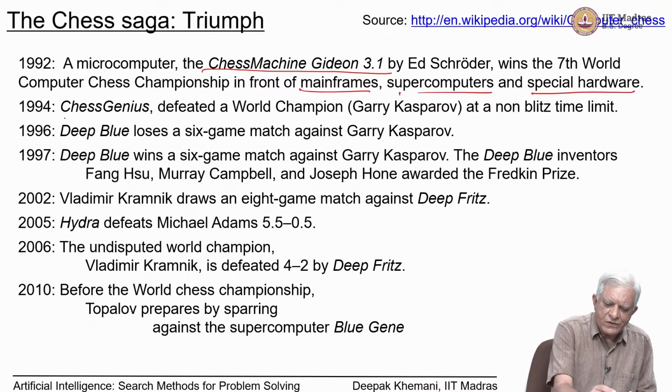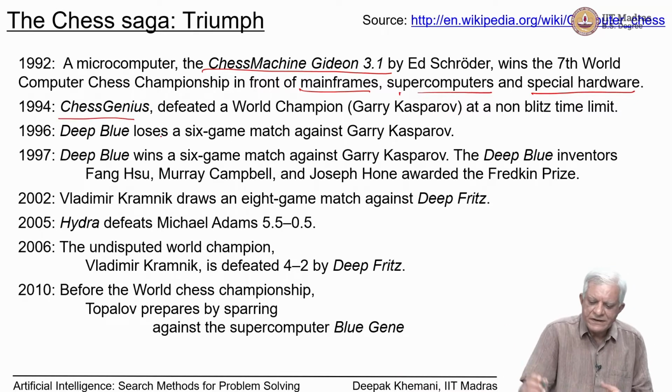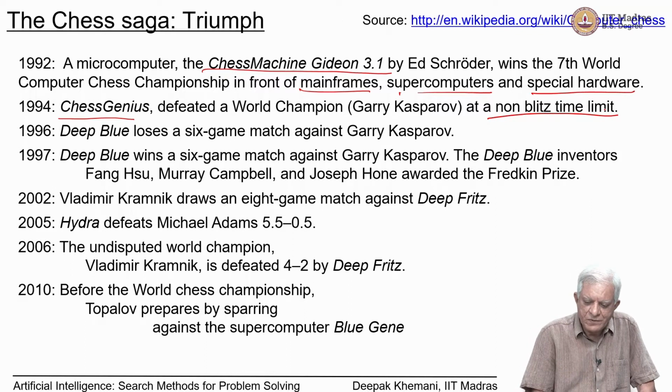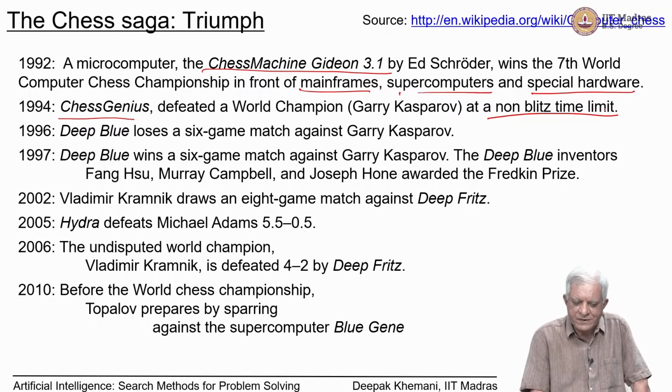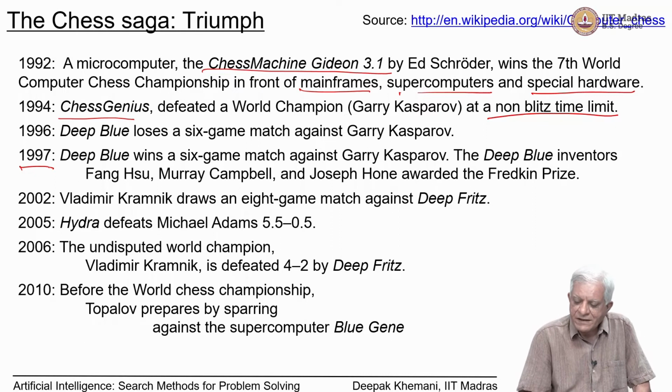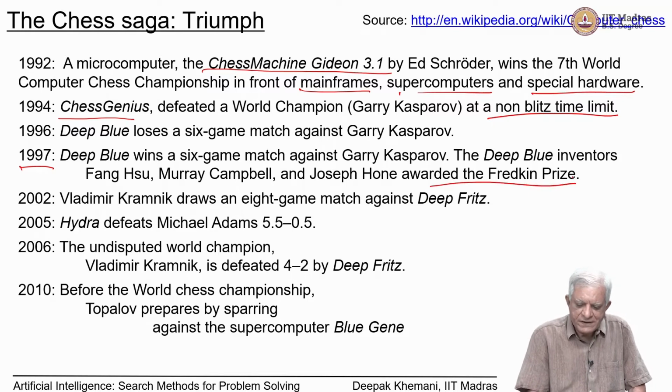In 1994, a program called Chess Genius beat Gary Kasparov in one game, but in a non-blitz time limit game essentially. Then came the program Deep Blue, which became famous. In 1996, it lost a 6-game match to Gary Kasparov, but in 1997, it finally beat Gary Kasparov essentially. And the inventors, who were from IBM, they were awarded the Fredkin Prize that we had spoken about earlier. By then, the machines were becoming more and more powerful.